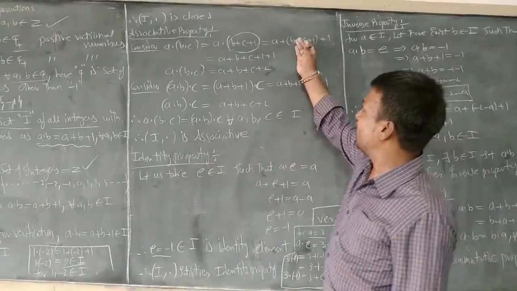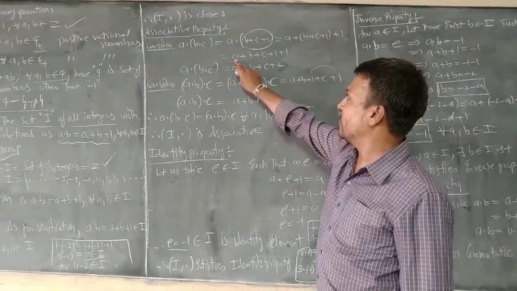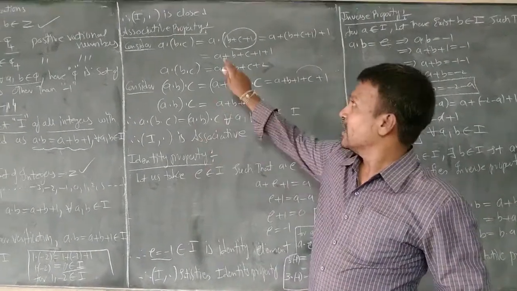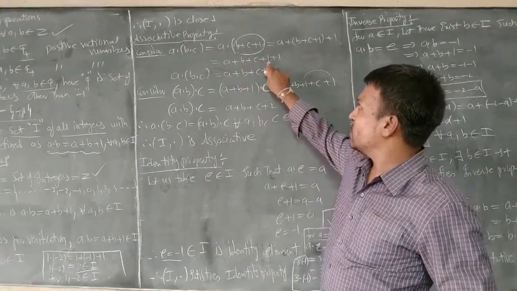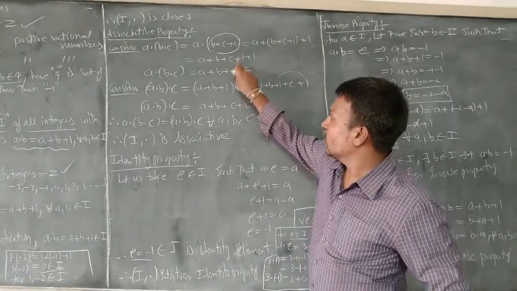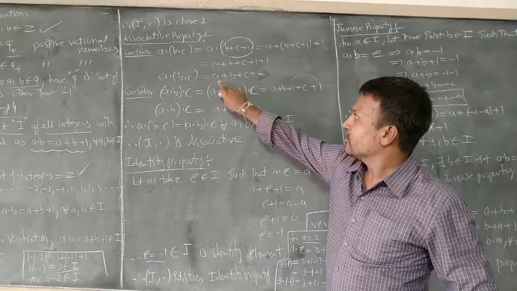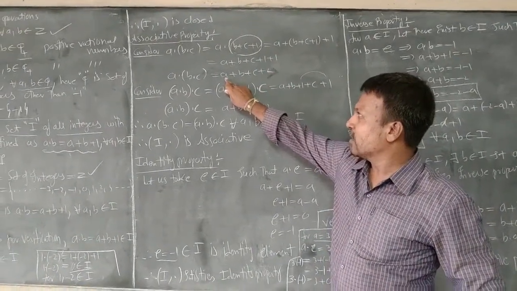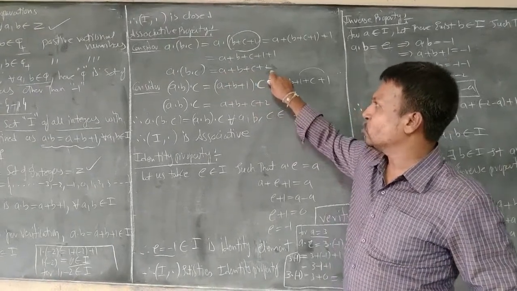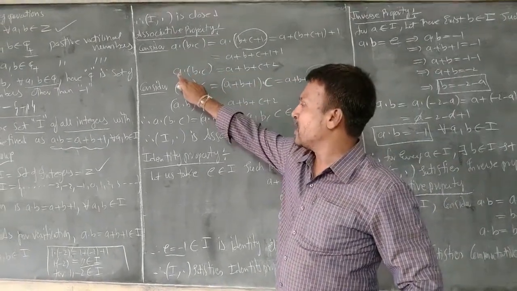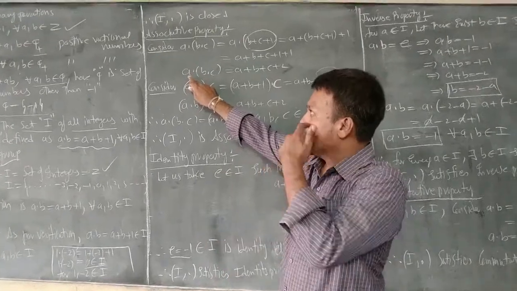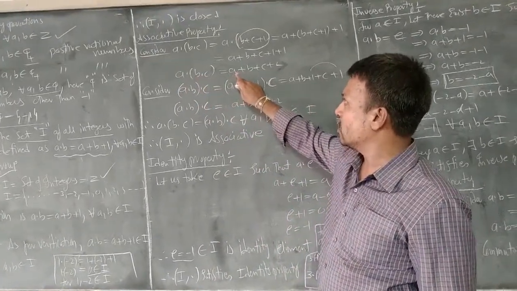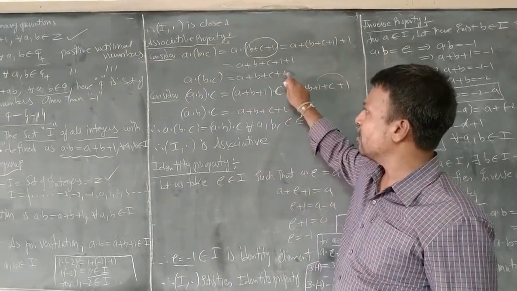Right. So if I take the brackets off, we get a plus b plus c plus 1 plus 1. Right. So 1 plus 1 gives 2. The whole resultant value is a plus b plus c plus 2. So on the whole, for the left hand side value of the associative property, a dot of b dot c, we have got the value as a plus b plus c plus 2.